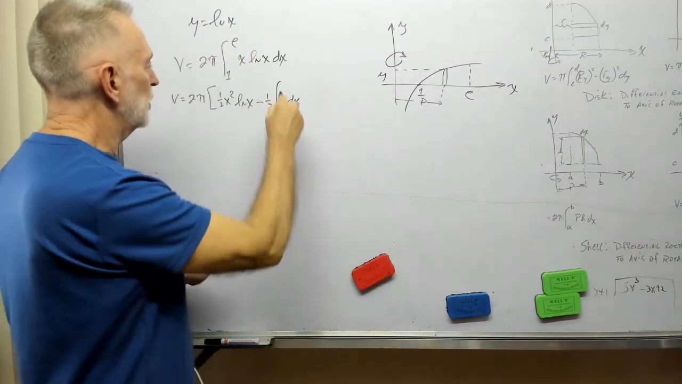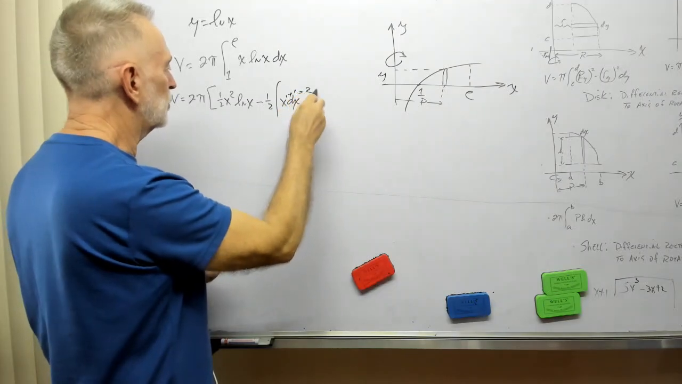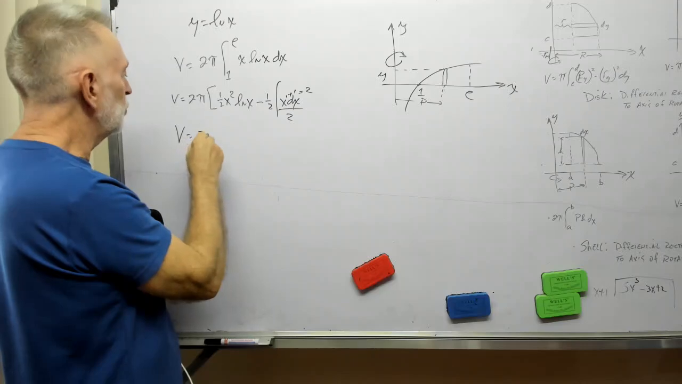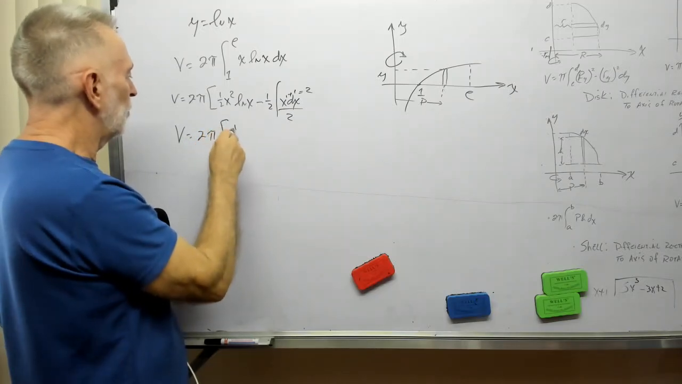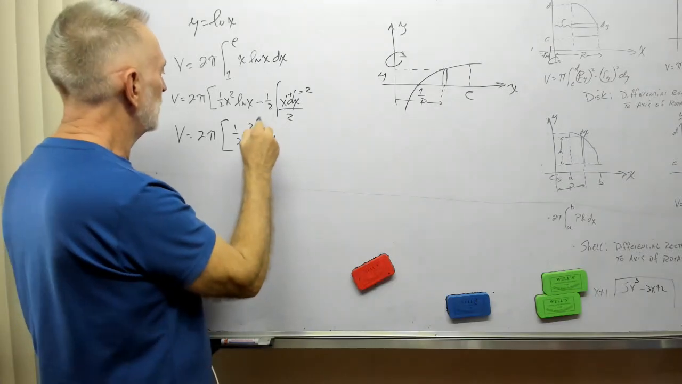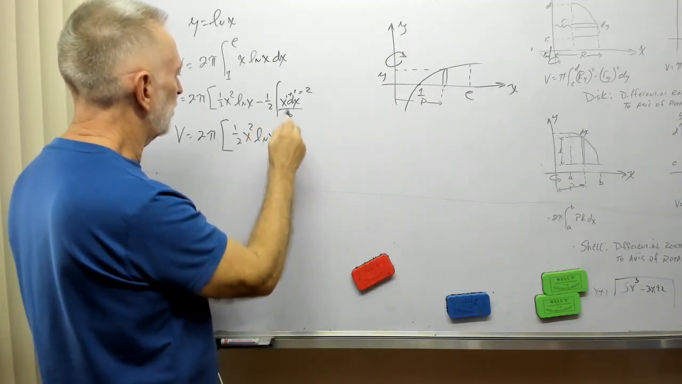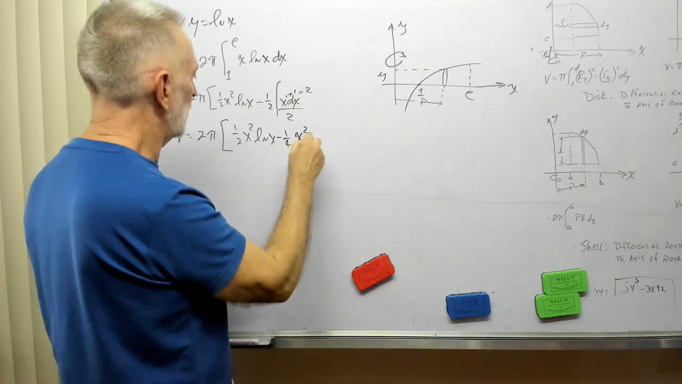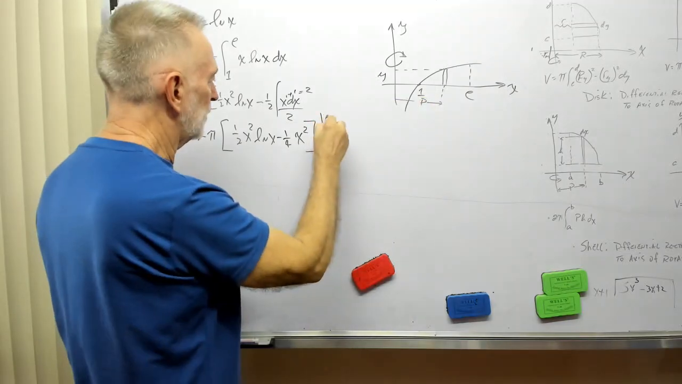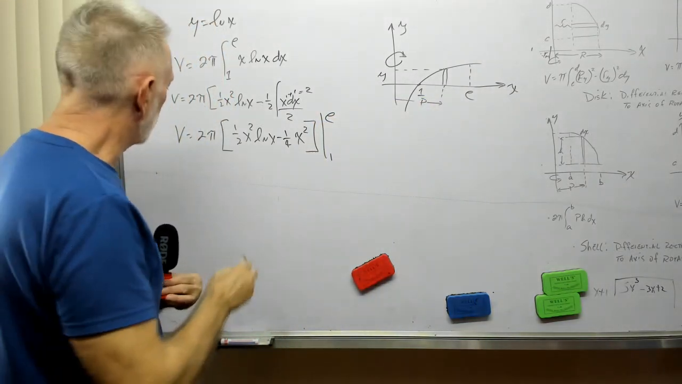Okay, so x to the first power, increase that by 1, that equals 2 divided by 2. So volume equals 2 pi times 1/2 x squared natural log x, and that's 1/4 now, minus 1/4 x squared. And all of that is from 1 to e. So nothing magical so far.